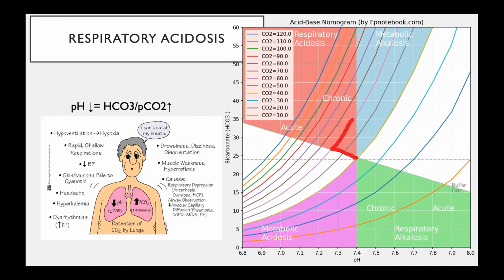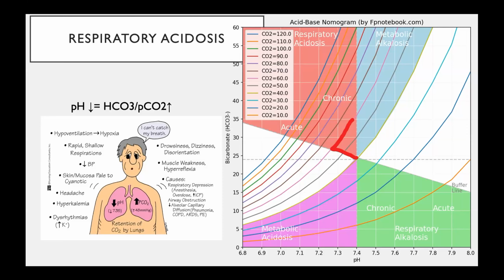So what are the causes? Generally respiratory depression, airway obstruction like bronchial asthma, COPD, and some other lung problems like pneumonia, ARDS, pulmonary embolism. All other conditions affecting the lung will increase the carbon dioxide. So the patient will develop respiratory acidosis.